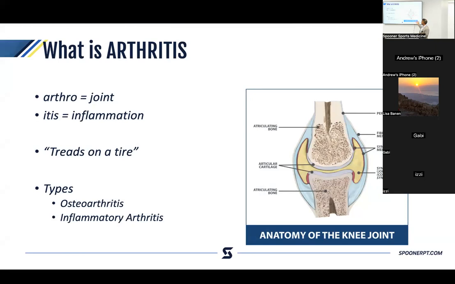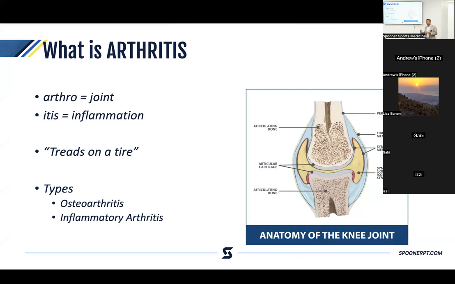So every joint, this is a knee joint. Just for simplicity, the thigh bone over here, and the bone down below. And every joint is going to have a layer of cartilage here. That's the cap on both the bones, right? And that helps create a smooth surface for both bones to rub against each other, so decreasing that friction. Now, there's a certain thickness to that cartilage, right?